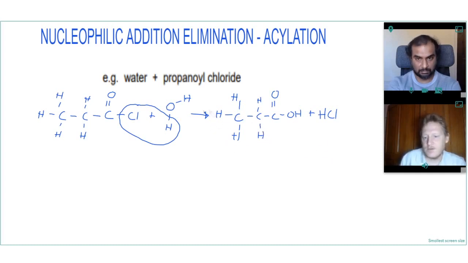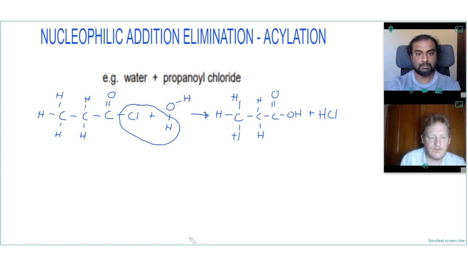So that's going to help us when we do our mechanism, because we can see what products we're forming. So we can see if our mechanism is going to be correct. Because we've drawn our compounds out here, we can use this to show the mechanism.